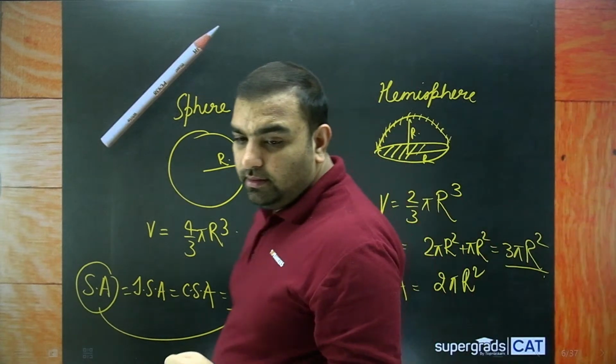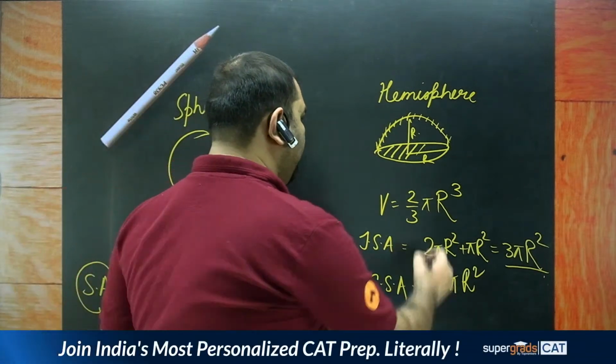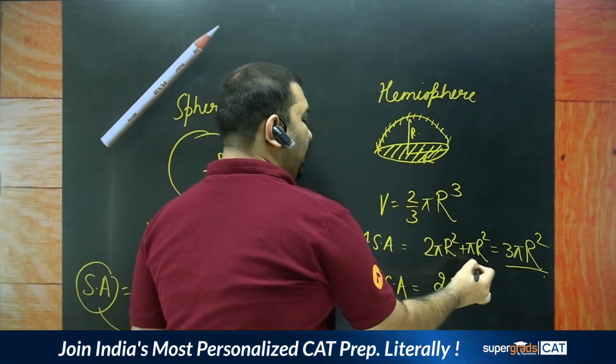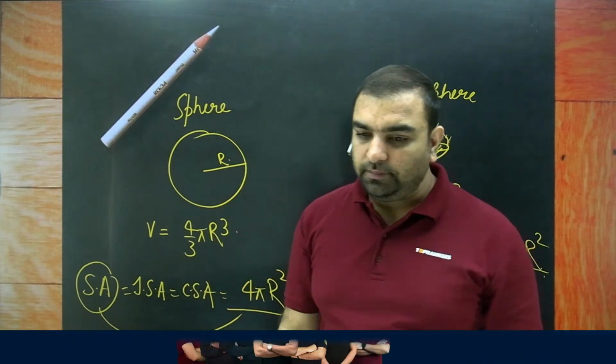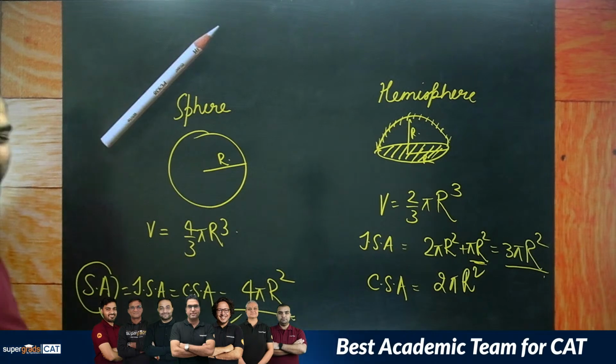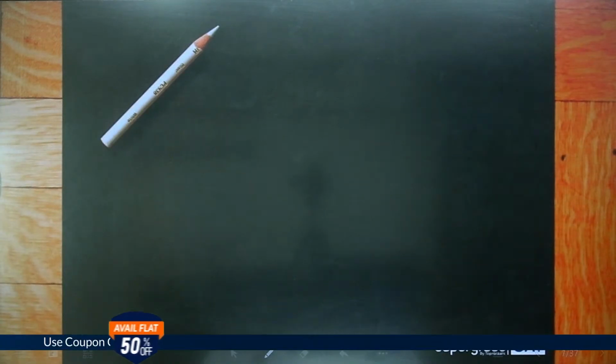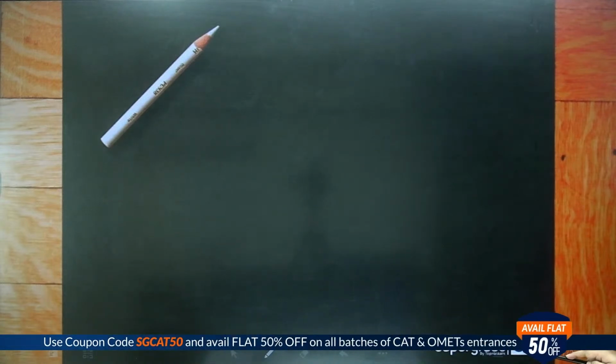कर्व्ड में 2 पाई आर स्क्वायर और आप कहेंगे एक सर्कुलर जो नीचे फेस आया है पाई आर स्क्वायर का, इसको ऐड करने के बाद इट विल बिकम 3 पाई आर स्क्वायर. सो वी हैव कंप्लीटेड द सिक्स फिगर्स. Let's see what are the questions which are from here. All the very best.